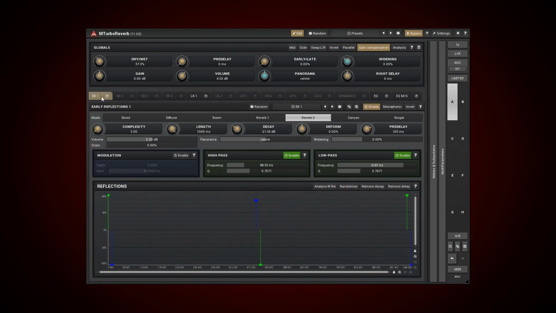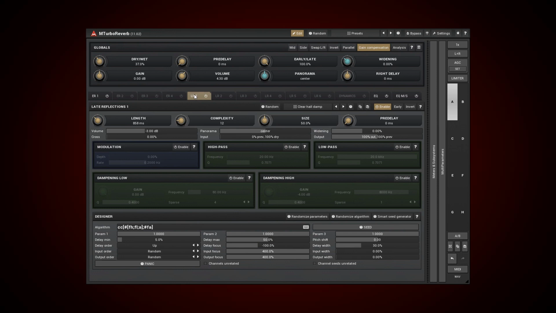In the next example, I use the early reflections generator like a delay effect. The late reflections generator produces a room-like sound. Now, if I move the input slider to the right, I'll add an extra feed from the early reflections generator. Here is how it sounds.